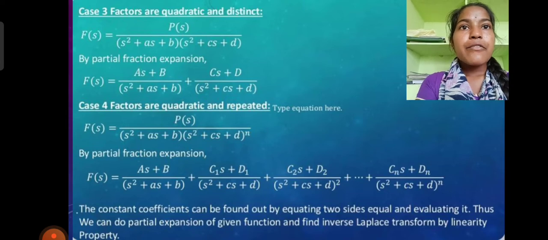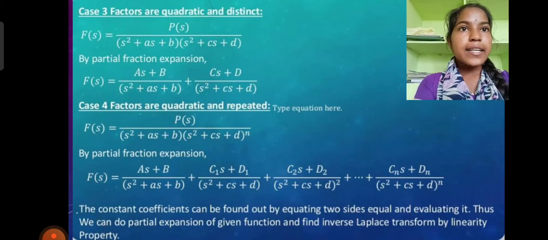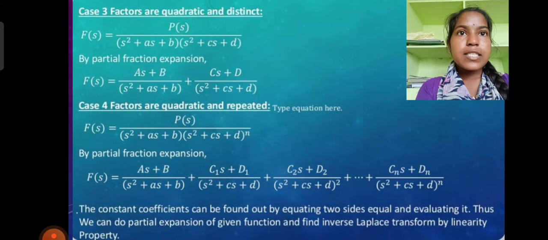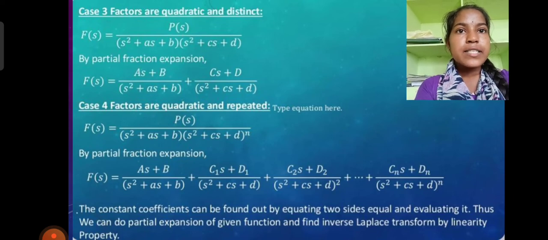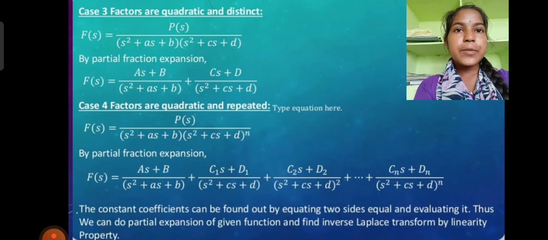Case 3. Factors are quadratic and distinct. F(s) is equal to P(s) by (s square plus as plus b) into (s square plus cs plus d). By partial fraction expansion, F(s) is equal to (As plus B) by (s square plus as plus b) plus (Cs plus D) by (s square plus cs plus d).